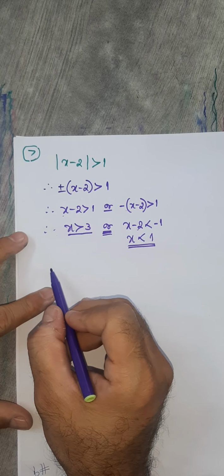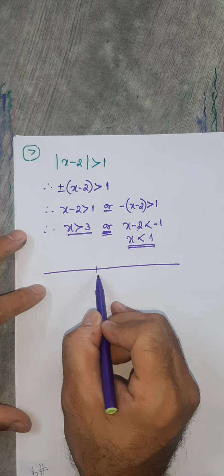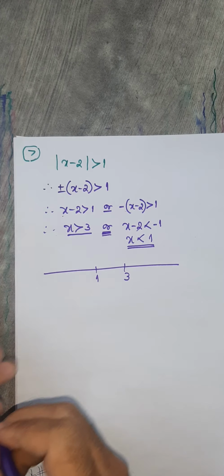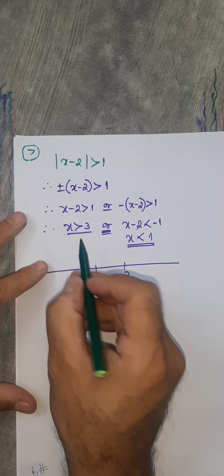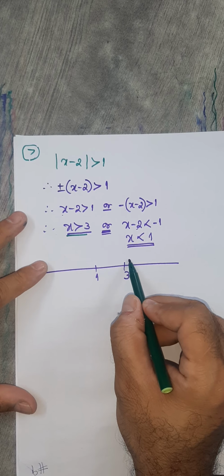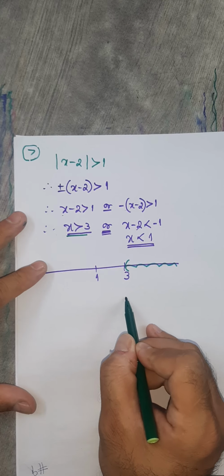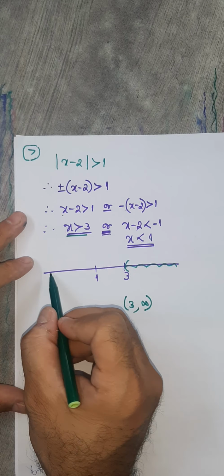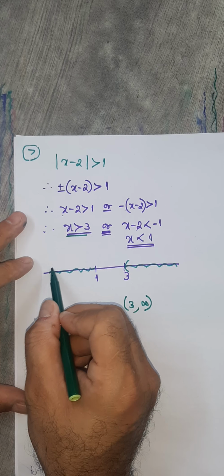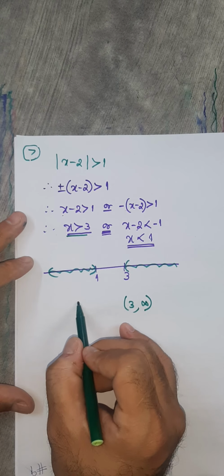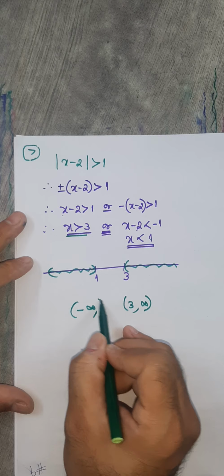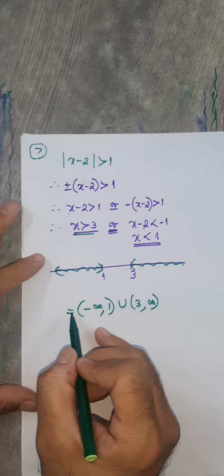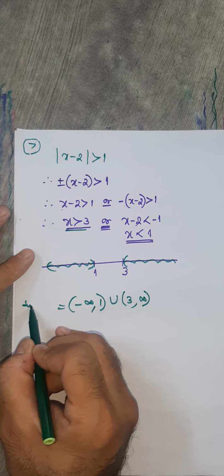So if I present these on a line, this is 1, this is 3. Here we are saying that x is more than 3. So either this portion, so 3 to infinity, solution. X is less than 1, so this portion. So here we have minus infinity to 1, union. This is the solution.